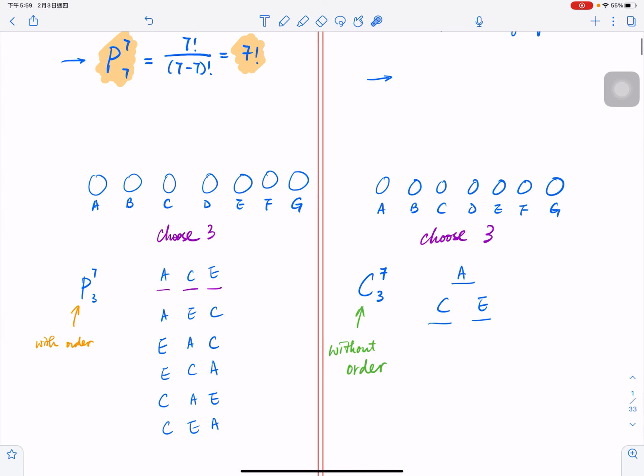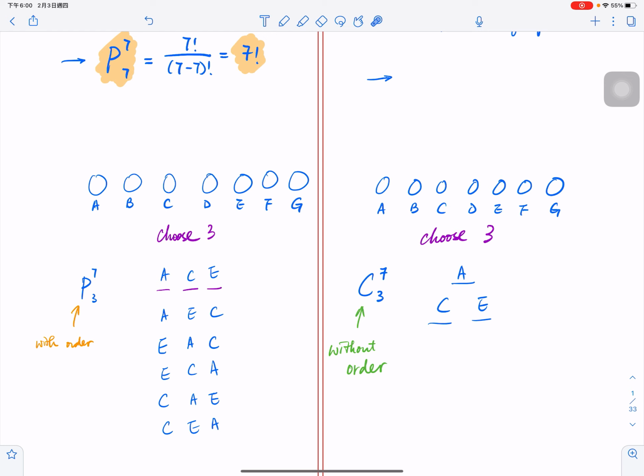Then how about if we choose something, as an example? Same as above, we have 7 different objects, then we choose 3 only. That means pick up 3, maybe A, C, E, then maybe B, D, G, maybe F, C, A. Whatever 3 objects we choose, then with the order.